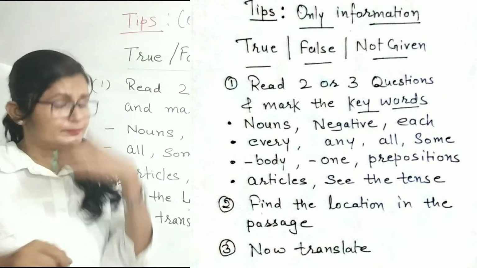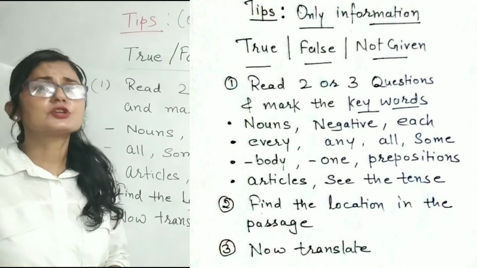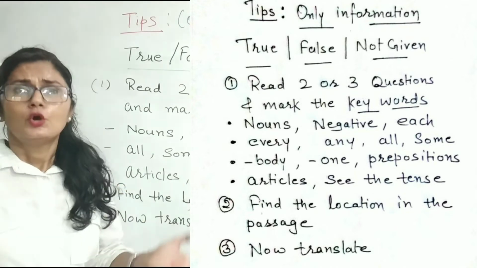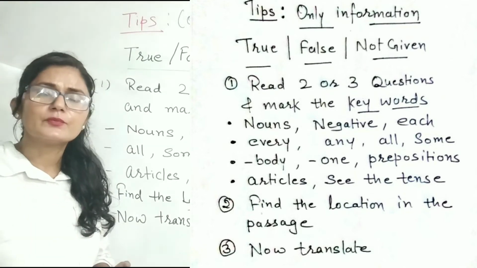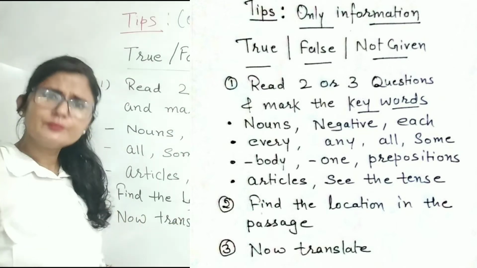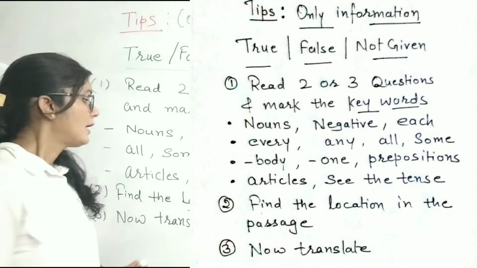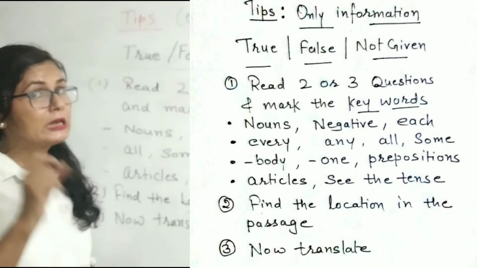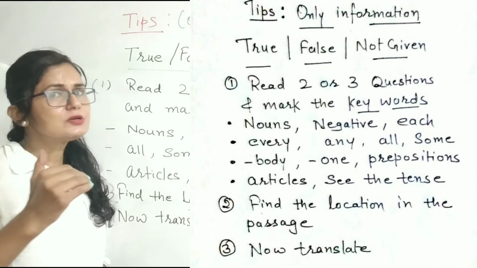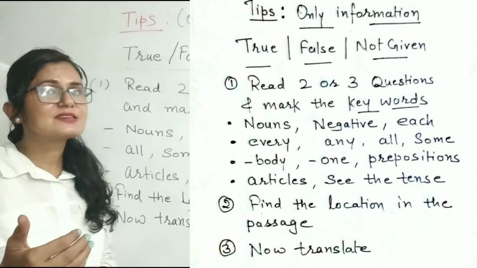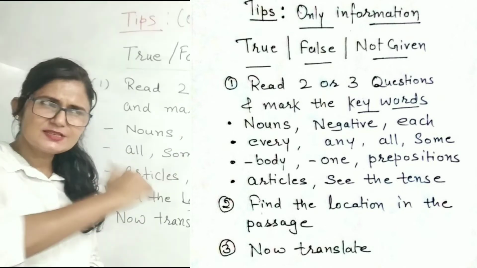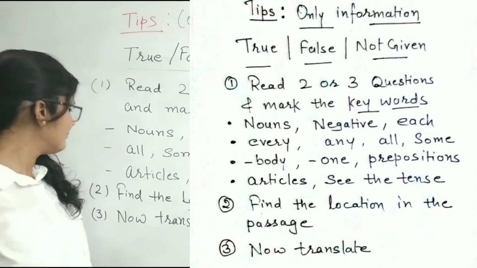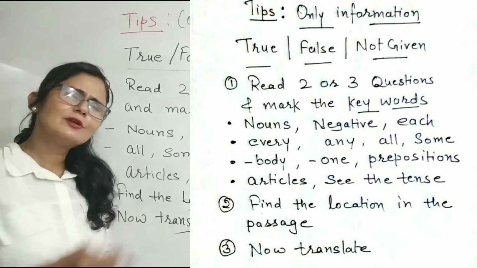Location in the passage. See, till you find the location, there is no need to translate. There is no need to go through the whole sentence or the full sentence. Just find the location of the words, whatever keywords you have marked, and after finding the location, now mark the keywords in the passage also, and now translate. Just go to translate, go to understand around the location, a little above and a little below. Fine, I'll teach you practically, and now after translating, you will get your answer.